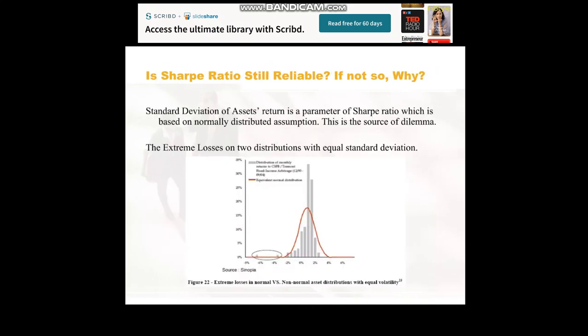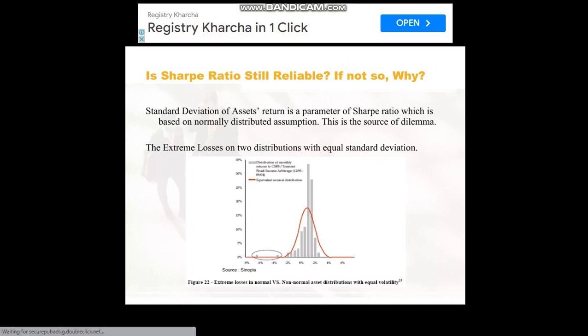Is the Sharpe ratio still reliable? If not, why? Standard deviation of asset returns is a parameter of the Sharpe ratio, which is based on a normal distribution assumption. This is the source of the dilemma. The extreme losses on two distributions with equal standard deviation.